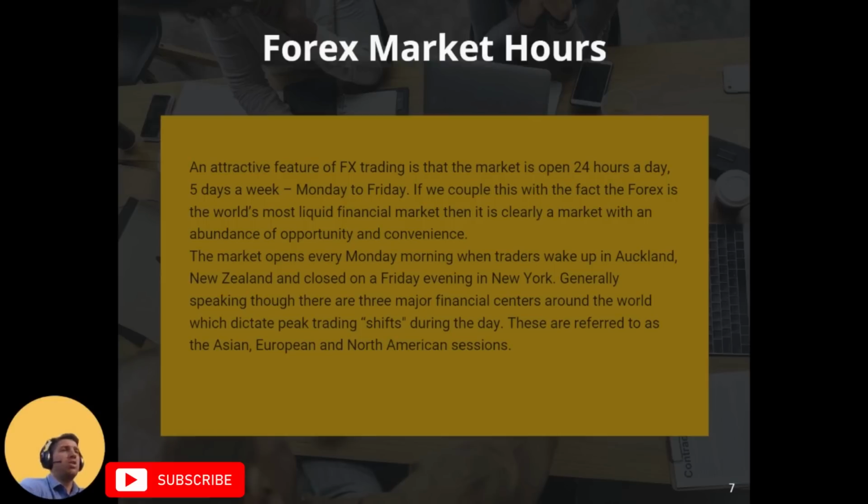Right, so in terms of market hours, an attractive feature of Forex trading is that the market is open 24 hours a day, 5 days a week, which is Monday to Friday. If we couple this with the fact that Forex is the world's most liquid financial market, then there's clearly a market with an abundance of opportunity and convenience. The market opens every Monday morning when traders wake up in Auckland, New Zealand, and closes on a Friday evening in New York. Generally speaking, though, there are three major financial centers around the world which dictate peak trading shifts during the day. These are referred to as the Asian, European, and North American sessions.